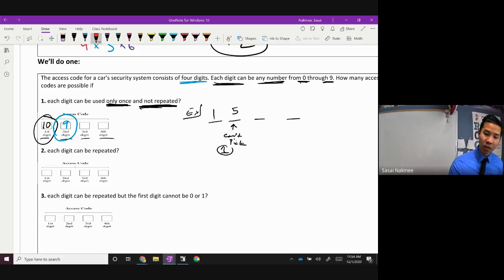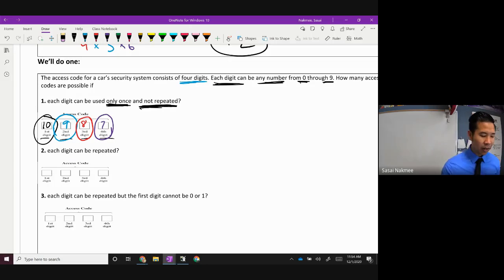And you can keep going with this. Once you take a number and put it in the first one, and you take another and put it in the second one, the third digit now, you guys figure it out, only has 8 options now. And the fourth digit will only have 7 options. You guys okay?